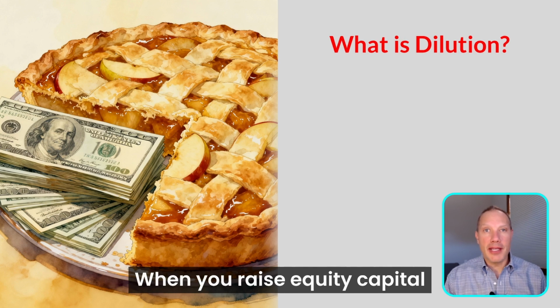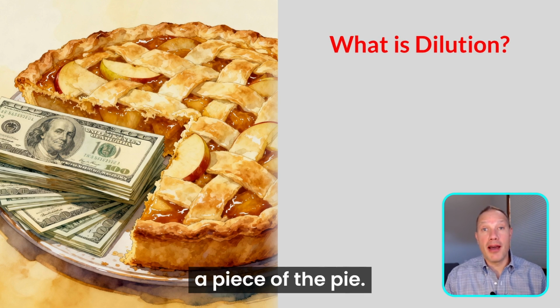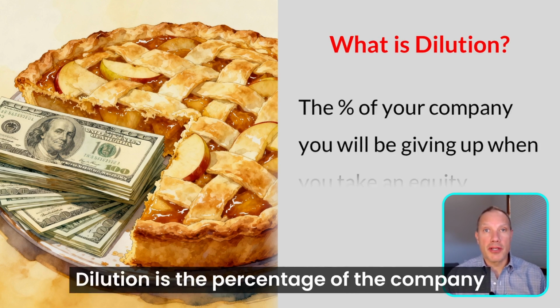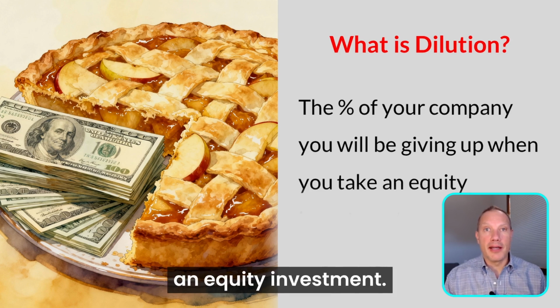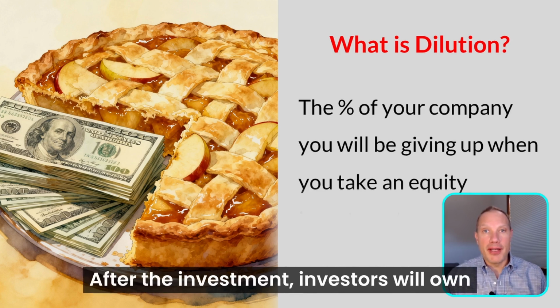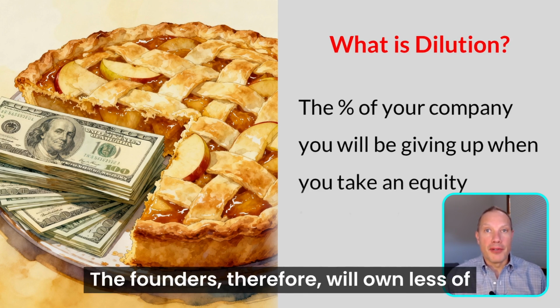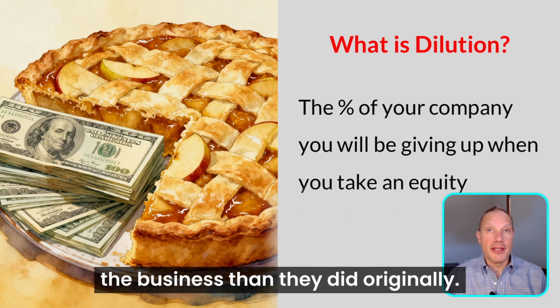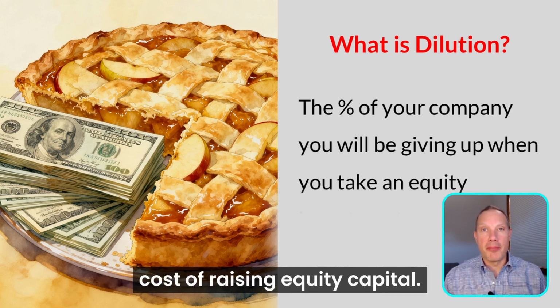When you raise equity capital, you'll be giving up a piece of your business to the investors, a piece of the pie. Dilution is the percentage of the company that founders or the original owners are giving up when they take on an equity investment. After the investment, investors will own a percentage of the business. The founders, therefore, will own less of the business than they did originally. Dilution is this direct cost of raising equity capital.